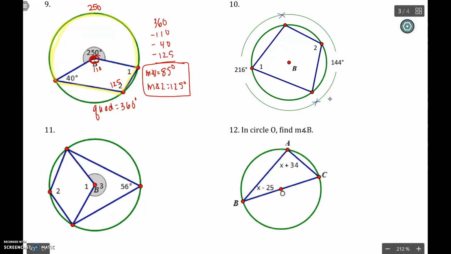Okay, now number 10, it's a little funny to look at. What they're telling you, this is an arrow, is that this arc here is 216 degrees, and that this arc here is 144 degrees. So if you look at it that way, then from here to here being 216 means that this angle 2 is inscribed to it, and it would be half of that 216. Half of 216 is 108. Angle 1 and angle 2 have to be supplements, so 108 from 180 is 72. It's also half of the 144. So either way you go about doing that, you're going to get the same answers.